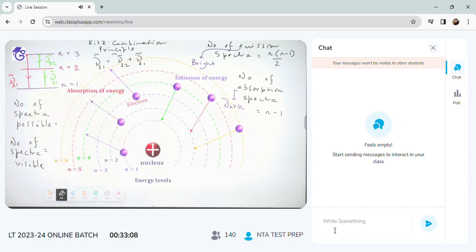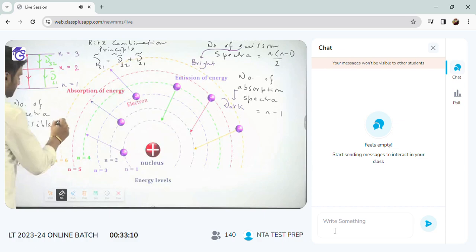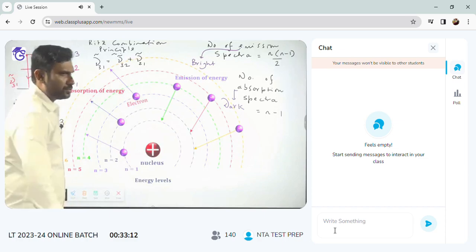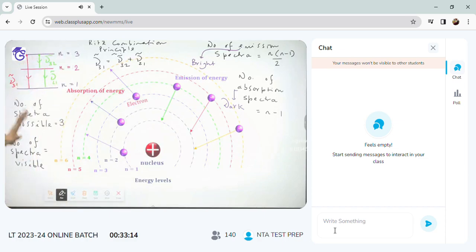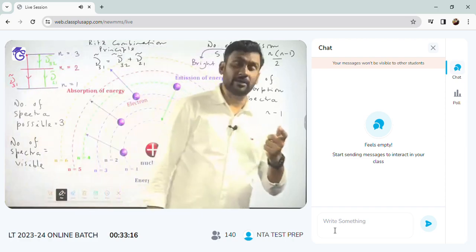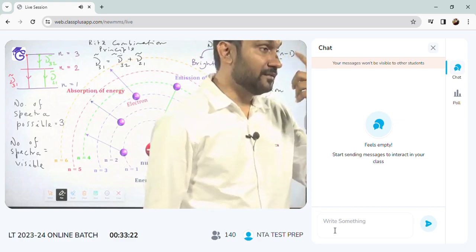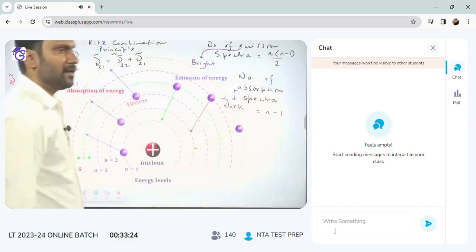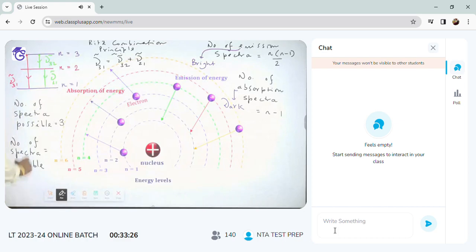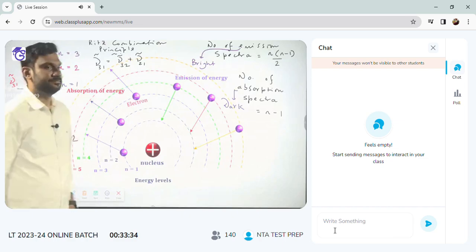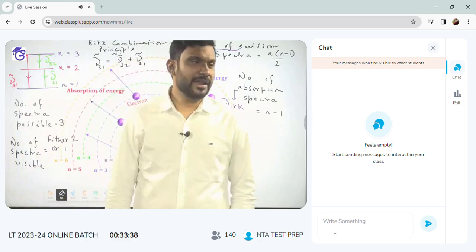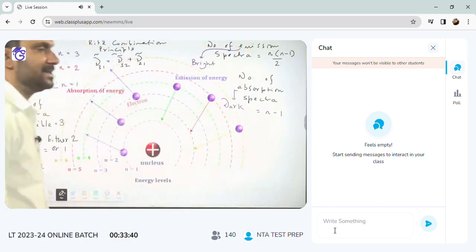So when I ask the question number of spectra possible, your answer is equal to 3. There is no problem in it. 1, 2, 3. The number of spectra possible is 3. But when I ask number of spectra visible, how much will the visible number be? My answer will be either 2 or 1. Please be careful. When I say number of spectra visible, it is either 2 or 1.